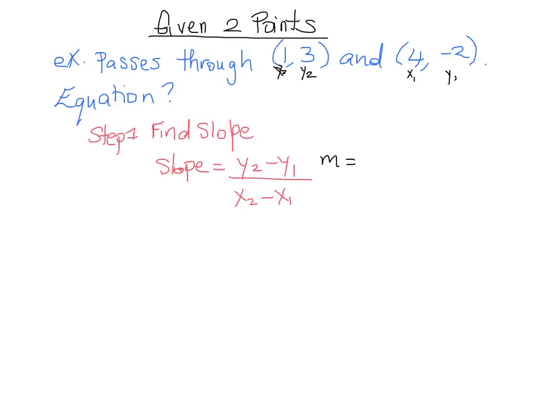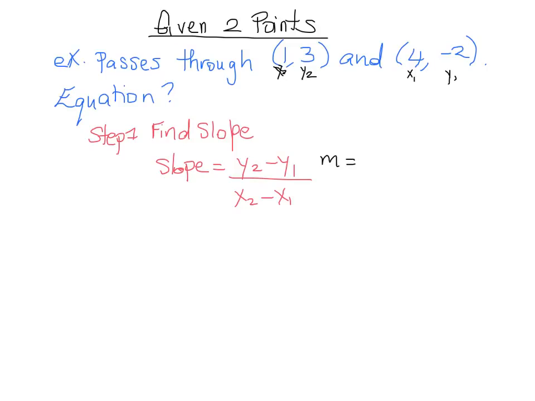Now, it totally doesn't matter which one I choose to be point 2 and which one I choose to be point 1. In this case, I just selected randomly, but we could have called this x1, y1, and we could have called this x2, y2. Doesn't matter as long as we're consistent. So I chose this to be x2, y2. So let's go ahead and plug that in to figure out what the rise over run is, what our slope is.